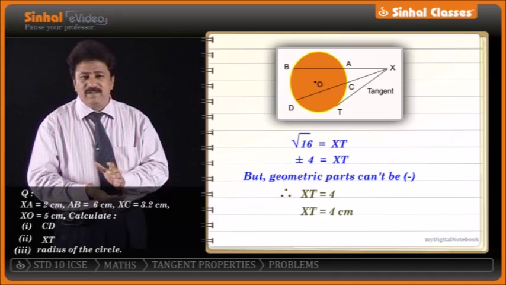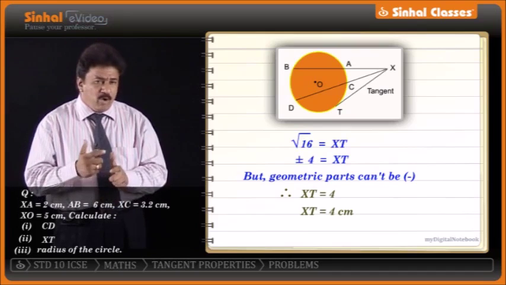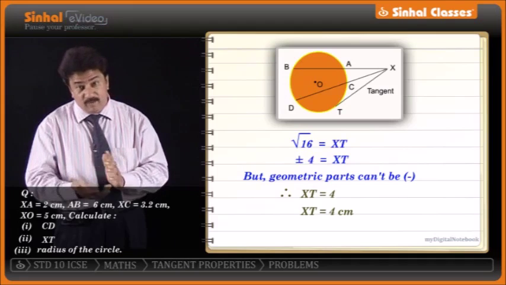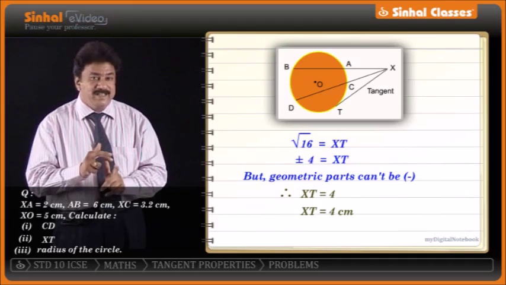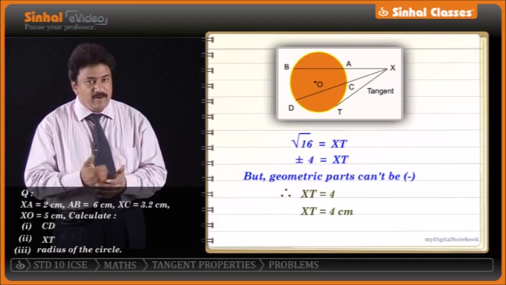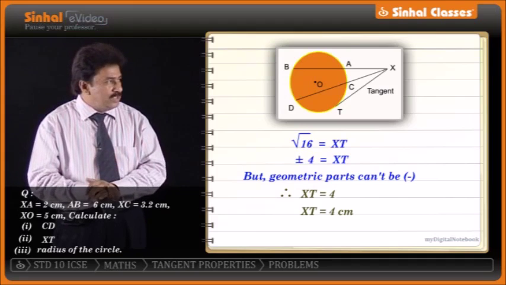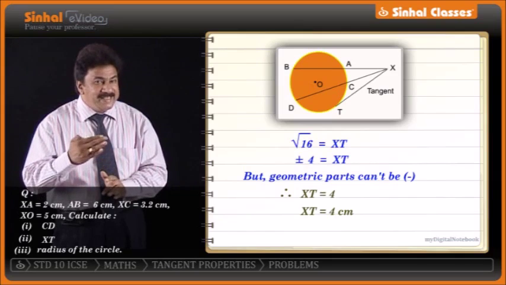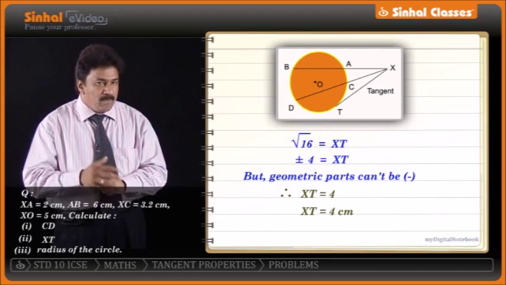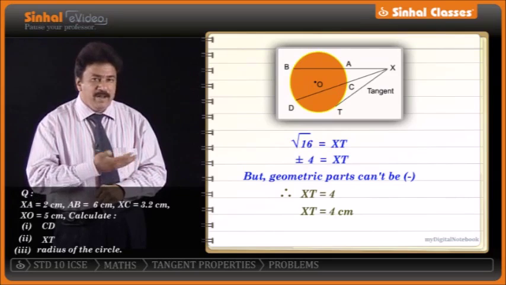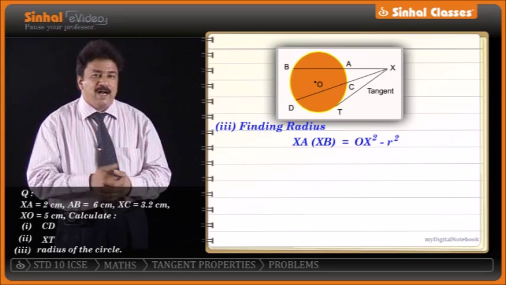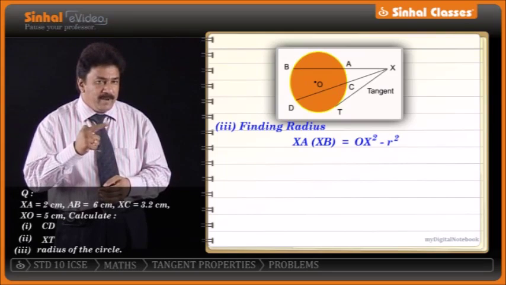See that last part, the third part of the same sum. Find the radius of the circle. Now we have taught you one thing. If two chords are intersecting in the interior of the circle, or in the exterior of the circle, how to find the radius? Over here, chords AB and CD are intersecting in the exterior of the circle. So what's the formula for that? XA into XB is equal to OX square minus R square. This is the formula when the chords are intersecting in the exterior.